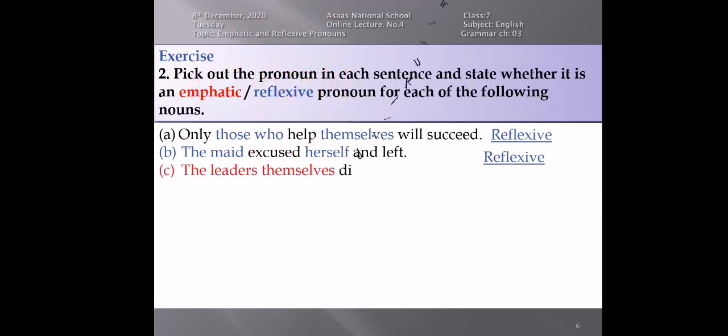Now see the third example. The leaders themselves did not know what they were doing. The leaders themselves did not know. What is the action? To know. Know is the action. The leaders themselves did not know. So themselves is not the object in the sentence. Therefore, it is an emphatic pronoun. Now I hope you can solve the rest of the parts of your exercise 2 in your book.